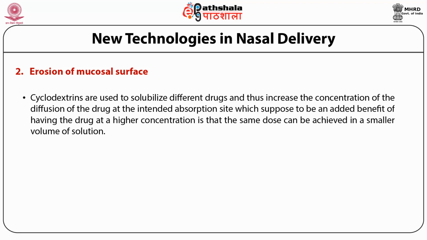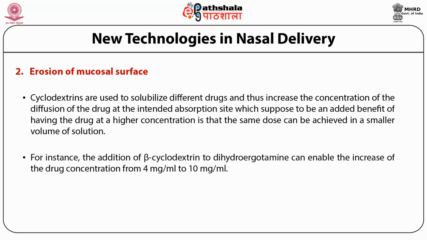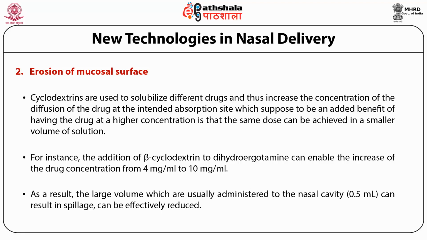Cyclodextrins are used to solubilize different drugs and thus increase the concentration of the drug at the intended absorption site, which is an added benefit of having the drug at a higher concentration, and this is at the same dose which can be achieved in a smaller volume of solution. For example, the addition of beta-cyclodextrin to dihydroergotamine can increase the drug concentration from 4 mg per ml to 10 mg per ml. As a result, the large volumes usually administered to the nasal cavity, which can result in spillage, can be effectively reduced.